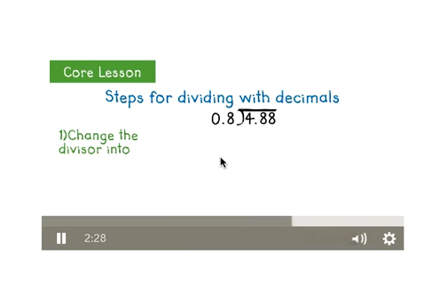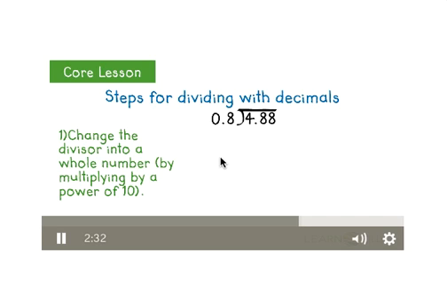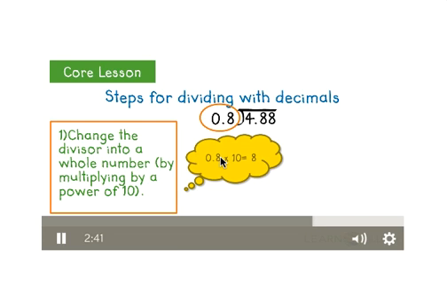Now let's look at the first step. You should change the divisor into a whole number by multiplying by a power of 10. So here's our divisor, 8/10, and in order to change it to a whole number, we have to multiply it by 10, and we would get 8. So now our problem looks like this.